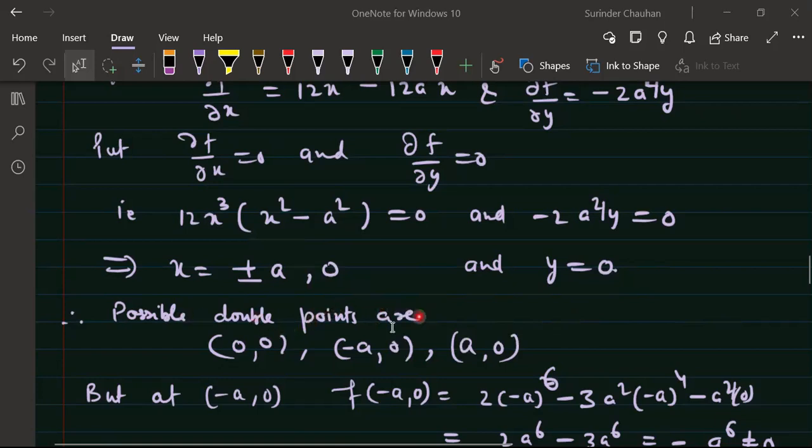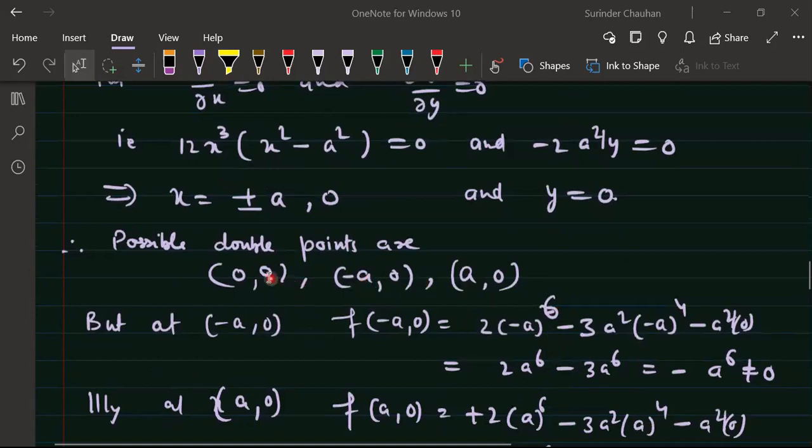So the possible double points are the points we got after solving partial f by partial x and partial f by partial y equal to 0. Now, if these points satisfy the equation of the given algebraic curve, then they are double points. Now put their value in f of x y, and if they satisfy it. Suppose we substitute x as minus a and y as 0, we solve it, but it comes to minus a, which can't be 0. So minus a and 0 does not satisfy the equation of the curve, so this point will not be a double point.